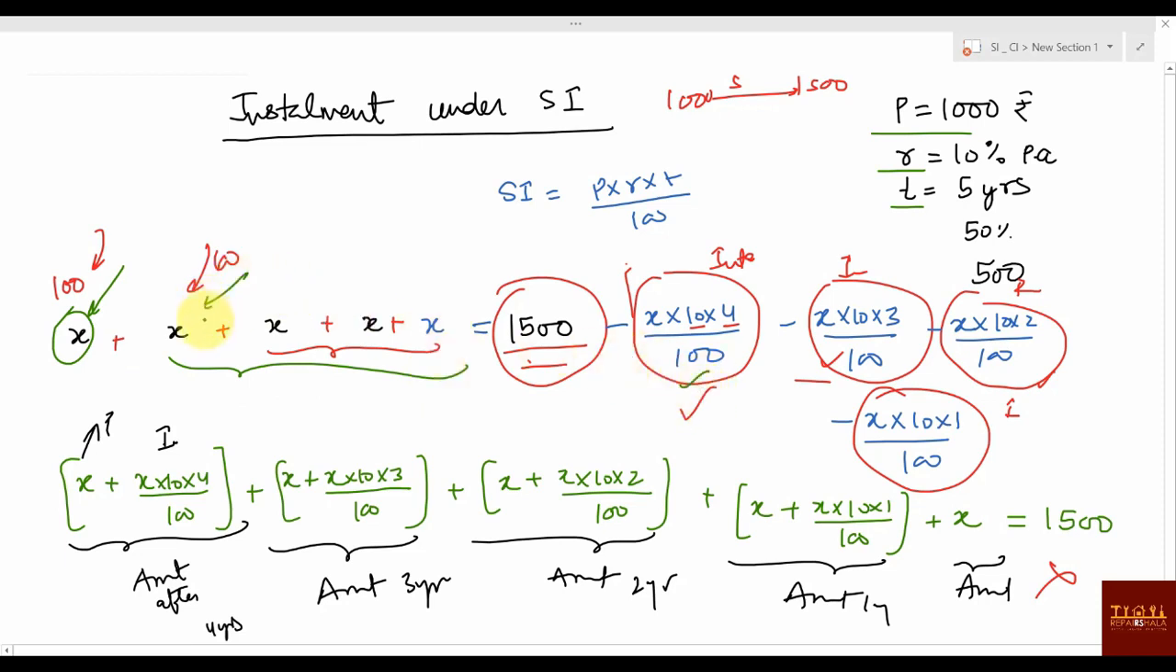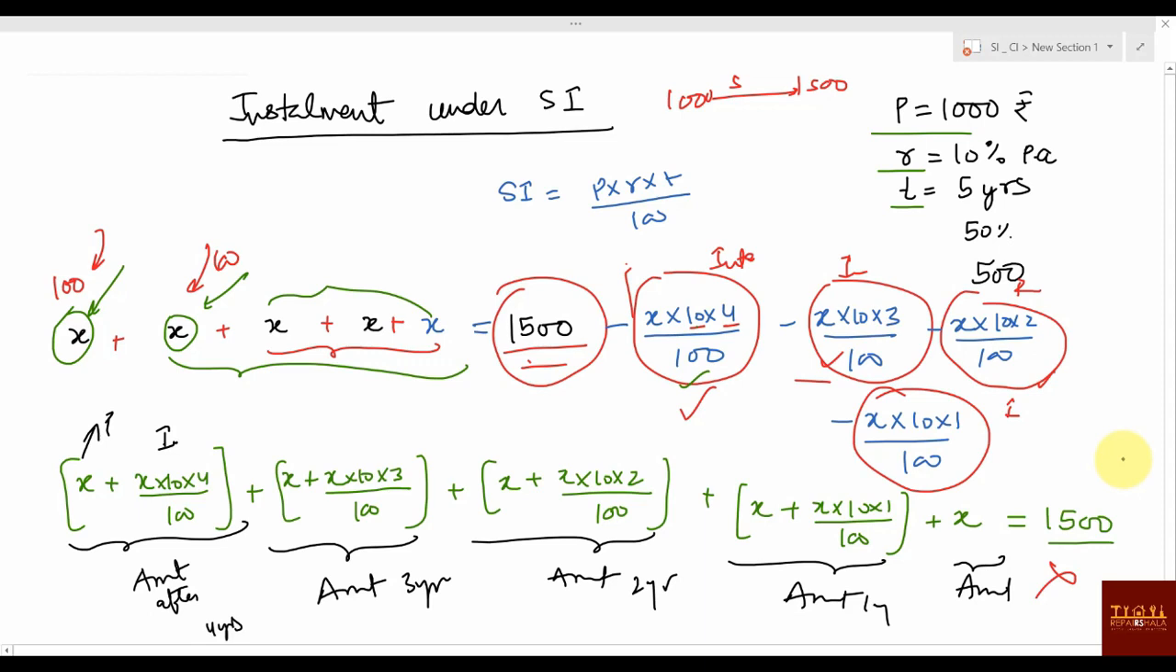Again, at the end of the second year, you will pay X more. Again, you will say I have used this amount for only 2 years, so why should I pay the interest for 3 years? So you will subtract the interest of 3 years, and so on. Then I took the 4, 3 and so on and wrote the amount after 4 years, amount after 3 years, amount after 2 years, amount after 1 year, and the original amount. That means your installments are equal to the total debt.